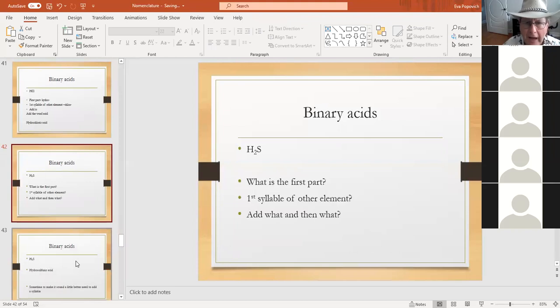So we have HCl. First part is hydro. The other element is chlorine, so we use chlor, add ic, then the word acid. Hydrochloric acid. If I have H2S, first part, hydro. What's the syllable of the second element, Joseph? Sulf. Hydrosulfic acid does not roll off the tongue. So we have to add another little syllable in there. So this is going to be hydrosulfuric acid.